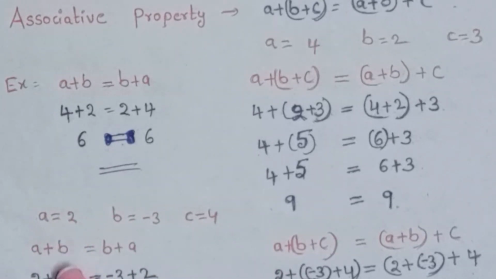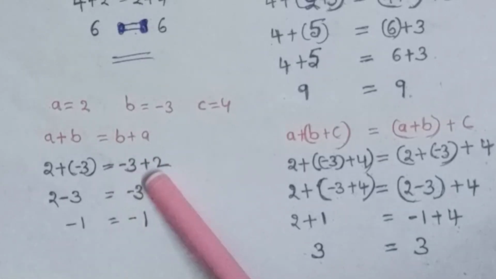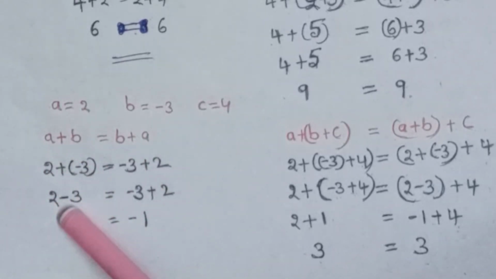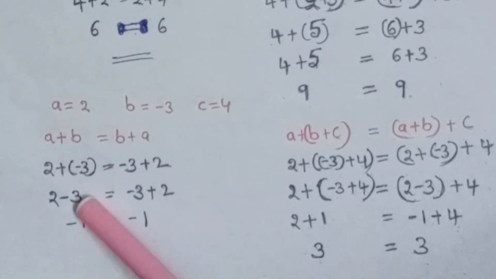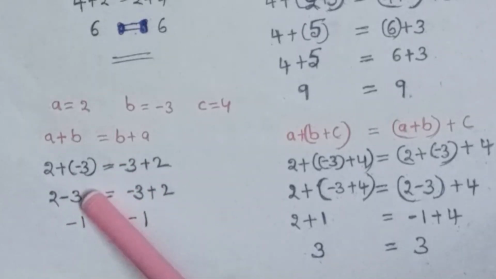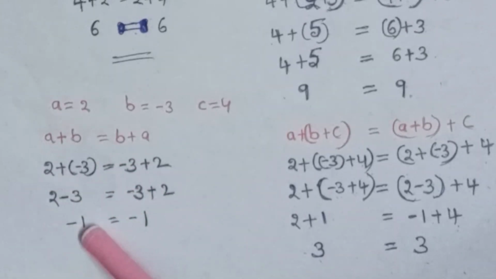Then here a plus b is equal to b plus a. In the case of subtraction, 2 plus, here b value we take minus 3, is equal to b value minus 3 plus a, which is 2. Then plus into minus, 2 minus 3. A larger number 3, smaller number 2. So opposite symbols are there. Then subtract, 3 minus 2 is equal to 1. The largest number's symbol is minus. So in the answer we write minus 1.